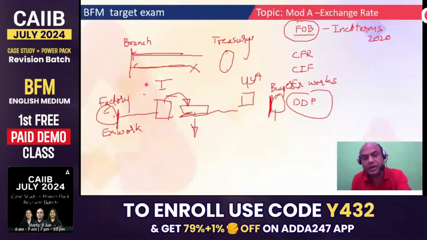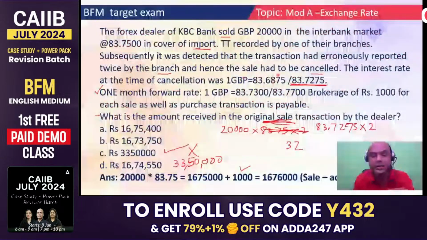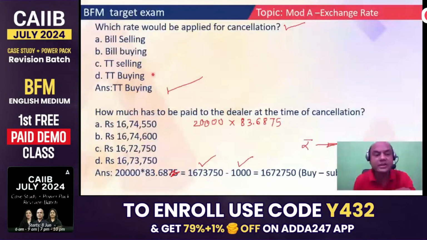So what is this TT buying rate? This is my TT buying rate, 83.6875. Okay. So here I'll take this TT buying rate. How much has to be paid to the dealer at the time of cancellation? So while cancelling, how much do I pay back to the dealer?